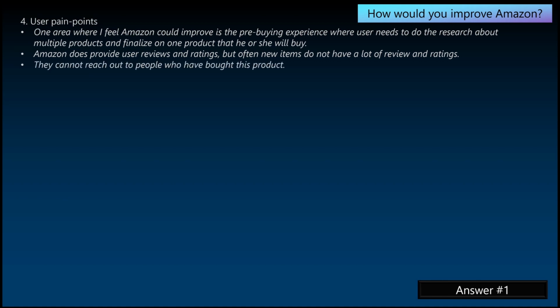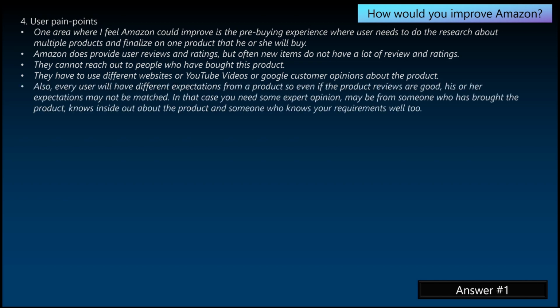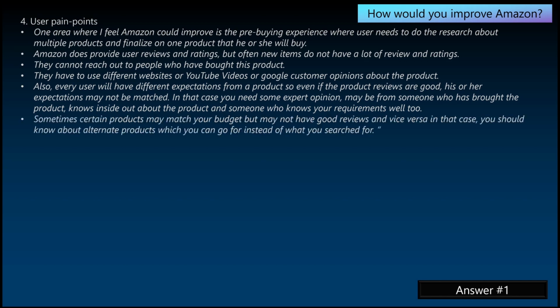Third, as a user of the product, they cannot reach out to people who have already bought this product. Fourth, they have to use different websites or YouTube videos or Google customer opinions about the product that they are thinking of buying. Fifth, every user will have a different expectation from a product. So even if the product reviews are good, his expectations may not be matched. Another one could be, sometimes certain products may match your budget, but they may not have good reviews, and vice versa. And hence you should know about alternate products which you can go for instead of what you have searched for.